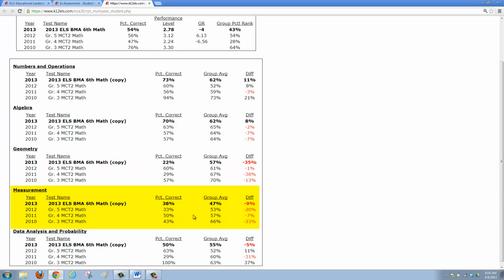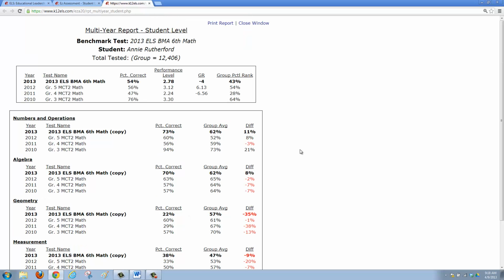Also measurement, we can see a lot of red over here and see that the last 2 years, actually she's never scored above 50% in any of the years that she's taken the assessment. So this gives you an idea of strengths and weaknesses of the student and lets you see what the trends are. So this is the multi-year report.